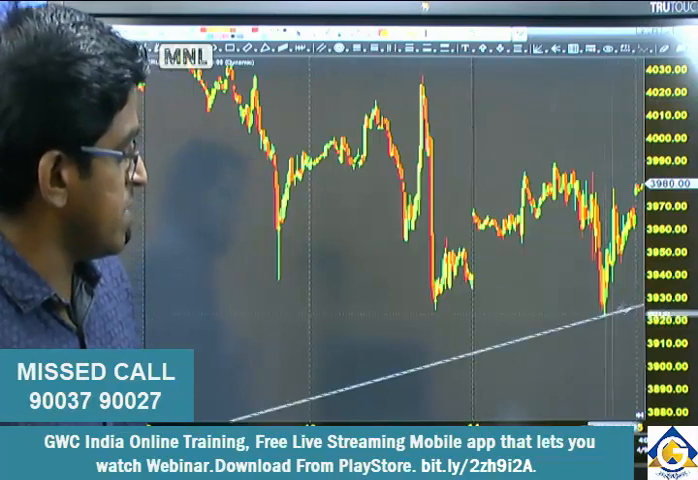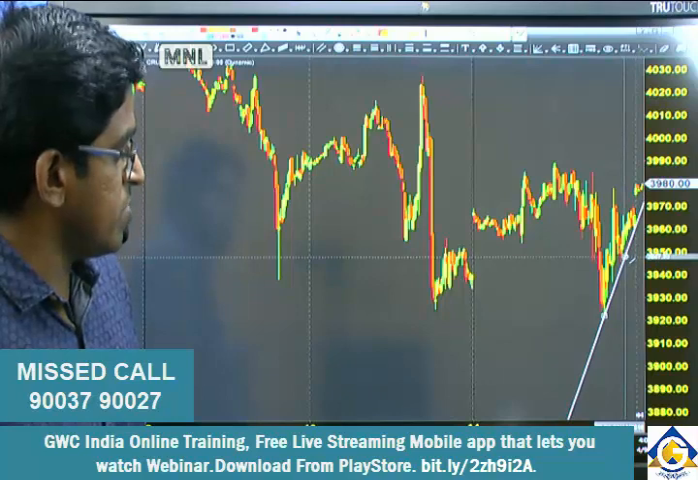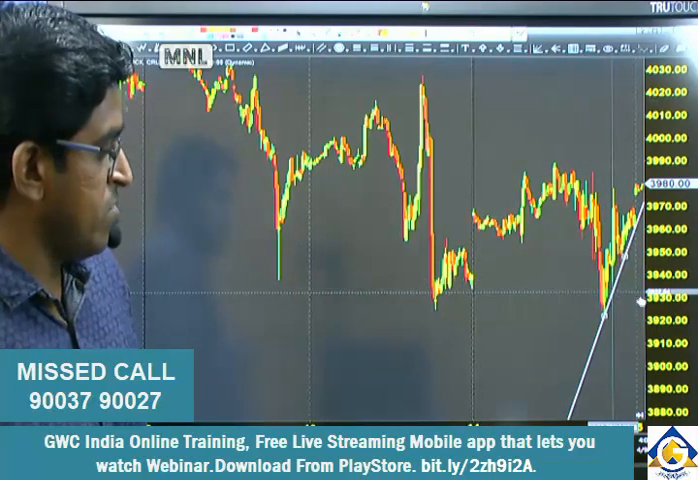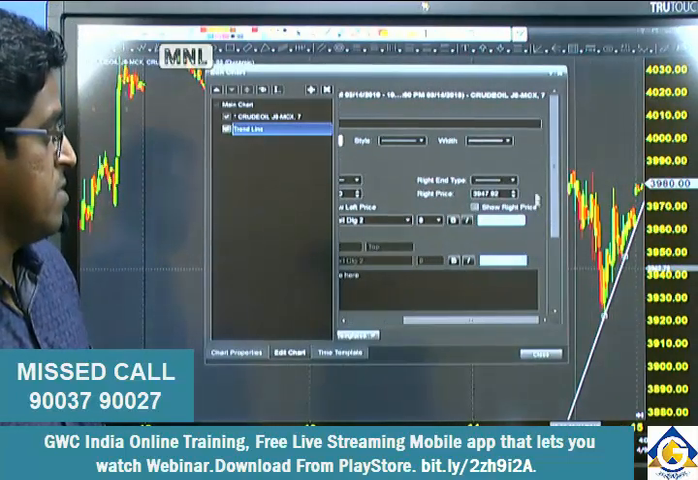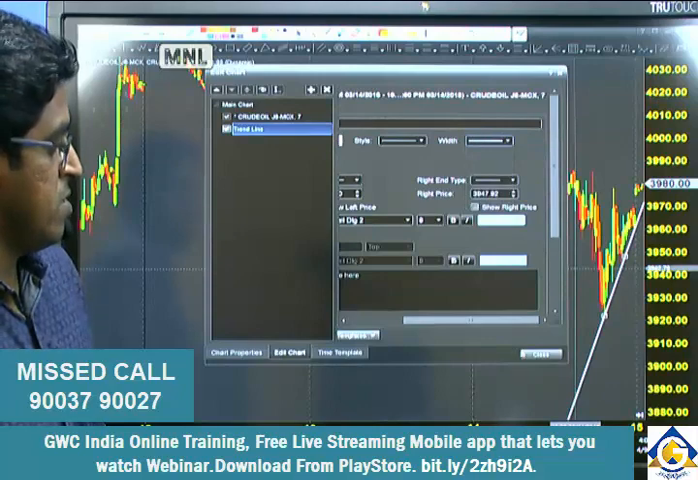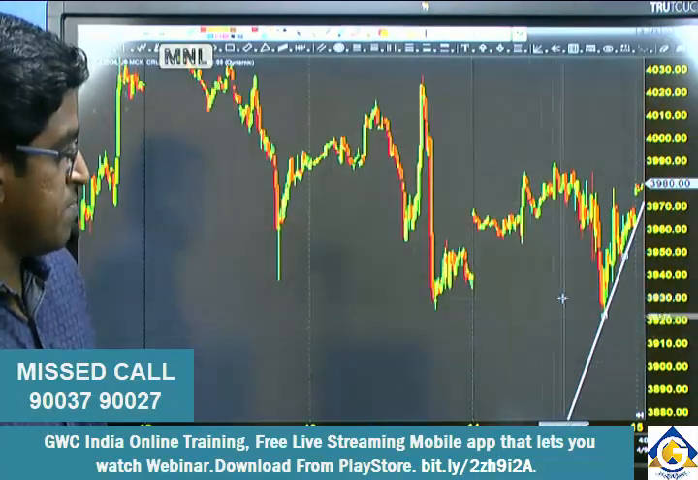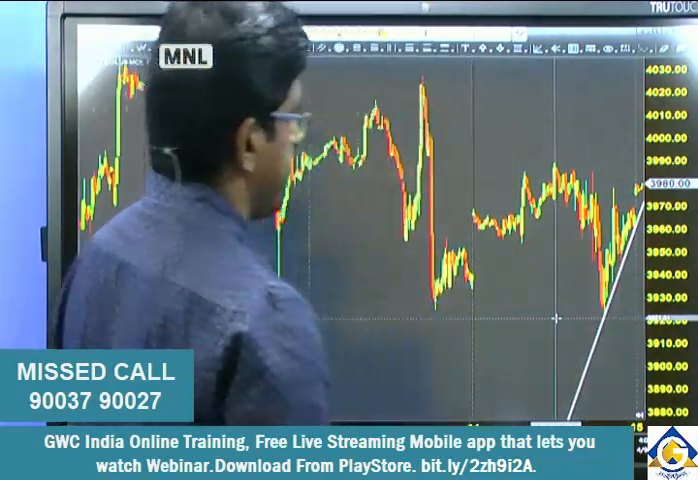We need to adjust something, and here you could see there is something called the recent uptrend line I had drawn. What I'm going to do is edit the width and make this the default. Okay, I hope now things are a bit visible for you.